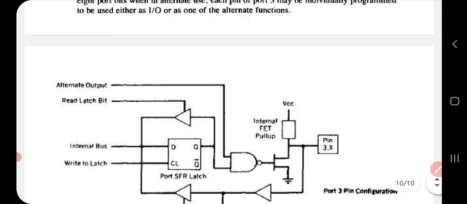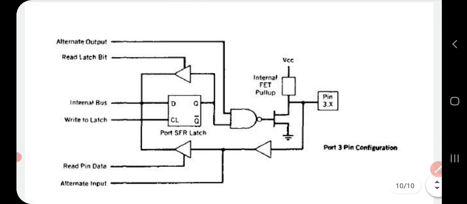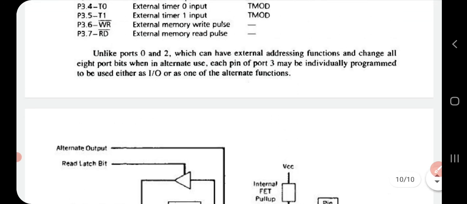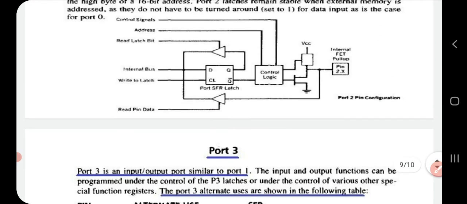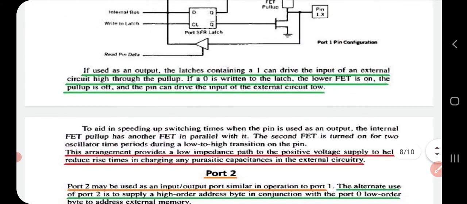So when asked as an essay question, you will have to draw all this pin configuration, and you will have to mention a brief paragraph on each of these ports. When you compare these figures, that is, the circuit diagrams, there is a slight similarity, with only slight differences. If you want, you can make it a little bit brief. But as an essay question, you have to include all these points.